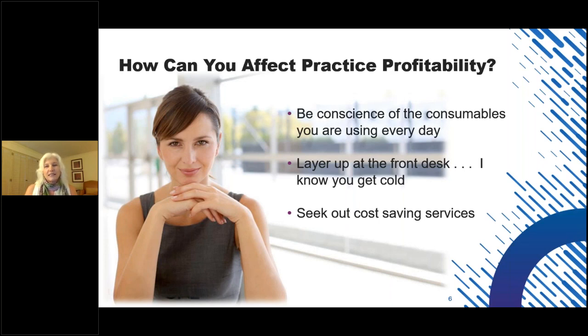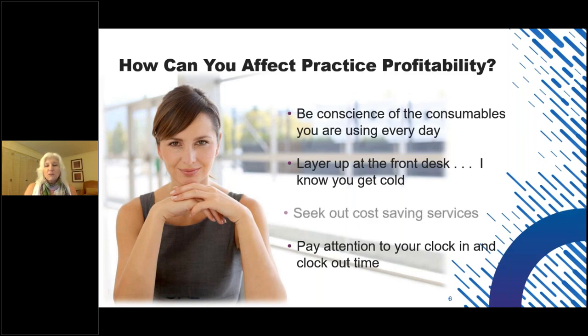So seeking out those cost-saving services, and also, you can review those types of services that you're already using, making sure that you are on the right plan for your practice. And then pay attention to your clock in and clock out time. That's important. As team members, it's important that we take ownership and accountability for our time clock, and that is a part that we can also help control. So the most important one that we're going to be talking about today is seeking out cost-saving services.